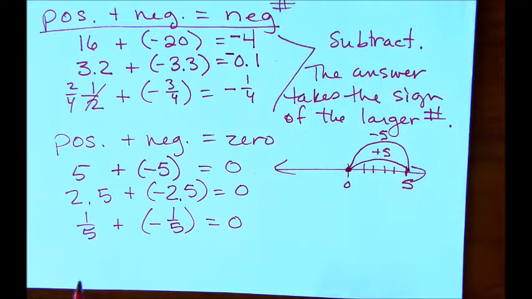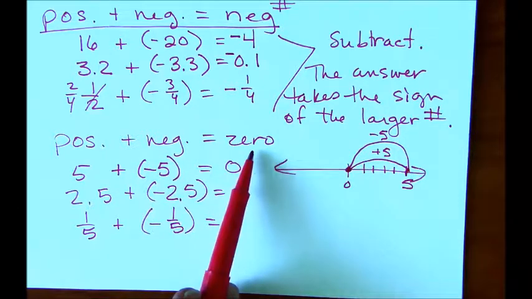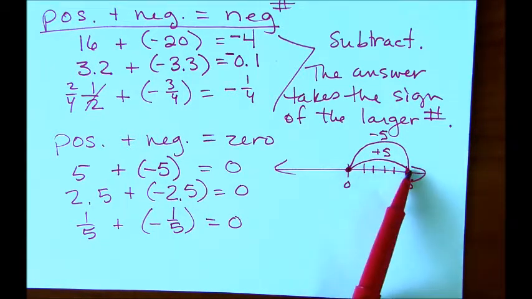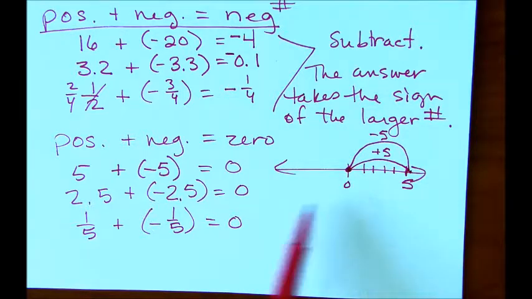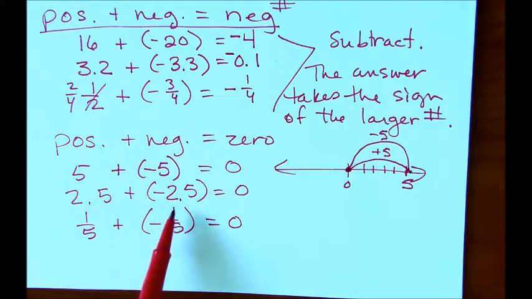Let me go back and talk about this since you missed it. Positive plus a negative equals 0, and I drew a little number line here so you could see it. We're going to go from 0 to 5, and then we're going to subtract 5. That takes us back to 0. And then I just wrote out some additional problems, 2 5/10 plus the opposite of 2 5/10, which is a negative 2 5/10, and then that gives me 0. Same with the fraction, 1/5 plus the negative of 1/5.